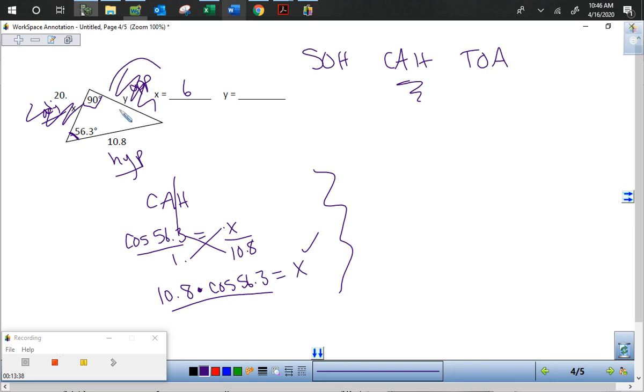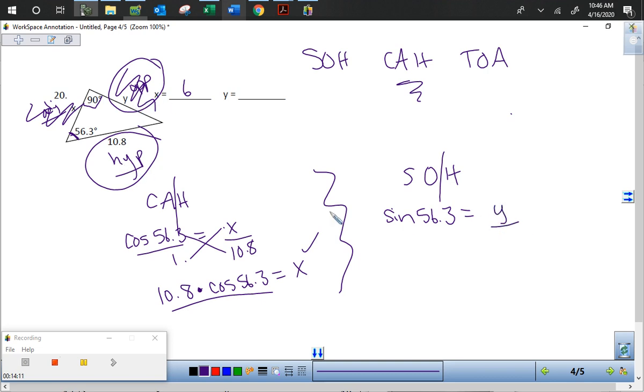So y is the opposite and the hypotenuse, O and H. Looking up at SOHCAHTOA, O and H goes with S. S stands for sine. You don't have to remember what they stand for. It's on your calculator, the S, the C, and the T. Just figure out what they go with what you see with your calculator. And then that goes with 56.3, just like the other one. What's different is we put this one equal to opposite over hypotenuse. So our opposite was our y, and our hypotenuse was our 10.8.